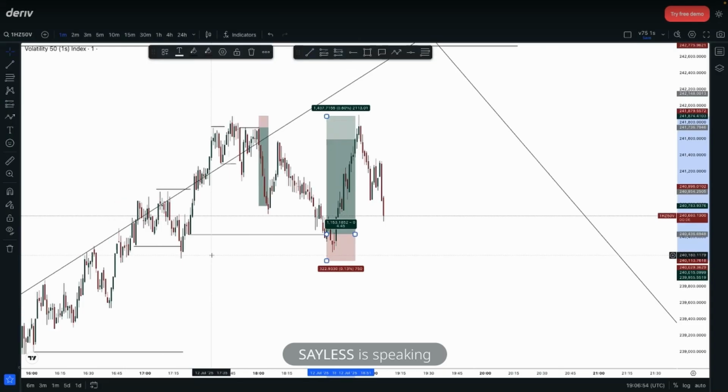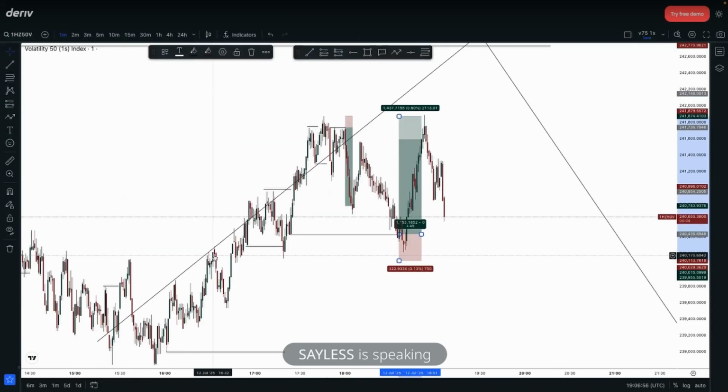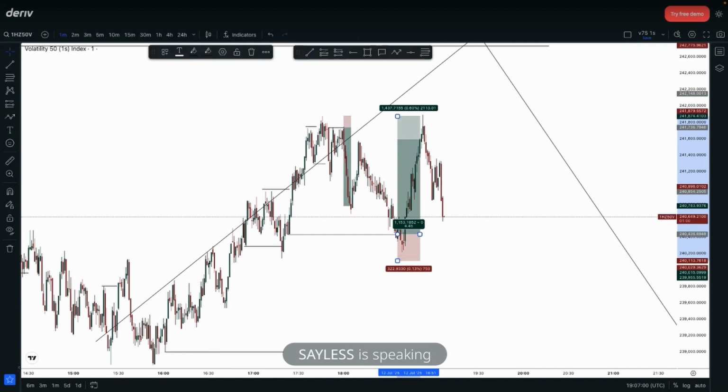You see all those little ones: you enter a trade, it doesn't go far, it comes back. That is what you should be using this thing for.